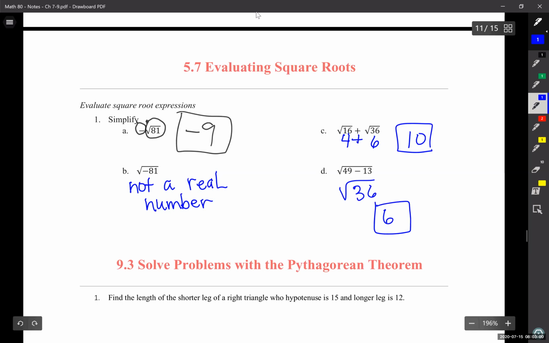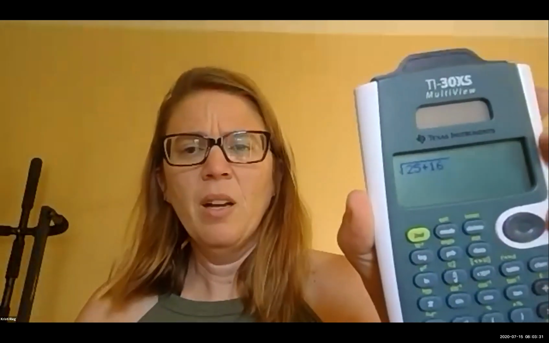You can do all that on your calculator, but you have to be careful of how you type it in. For my calculator, if I type in the square root and then 25, and the other one was plus 16 or something, if I keep typing, you'll notice that the square root kept going. That's not what we're doing. We don't want the square root on both of them for part C. That was what we wanted for part D. So just be mindful of where the square root is.